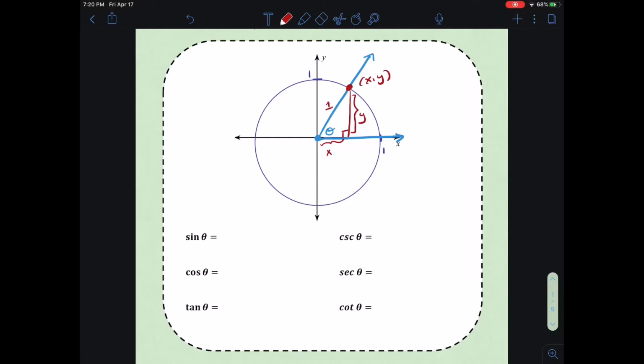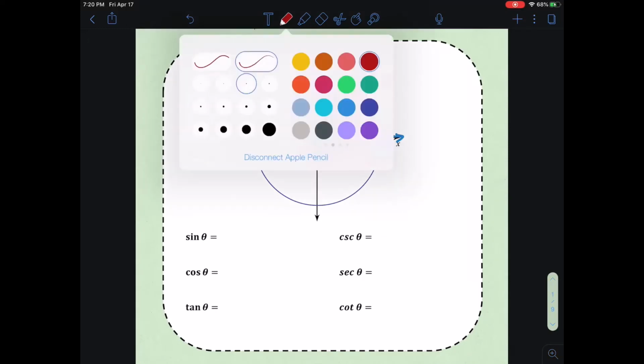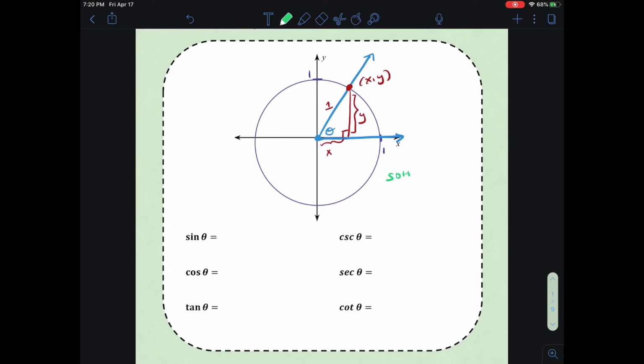What we're going to do is define the 6 trig functions in terms of the point x comma y. If you remember SOH-CAH-TOA, we learned this acronym to help us remember what sine, cosine, and tangent of an angle were. So for sine theta, that would be opposite over hypotenuse, which is y over 1, or just y. Cosine of theta would be adjacent over hypotenuse, which is x over 1, or just x. Tangent of theta would be opposite over adjacent, which is y over x.